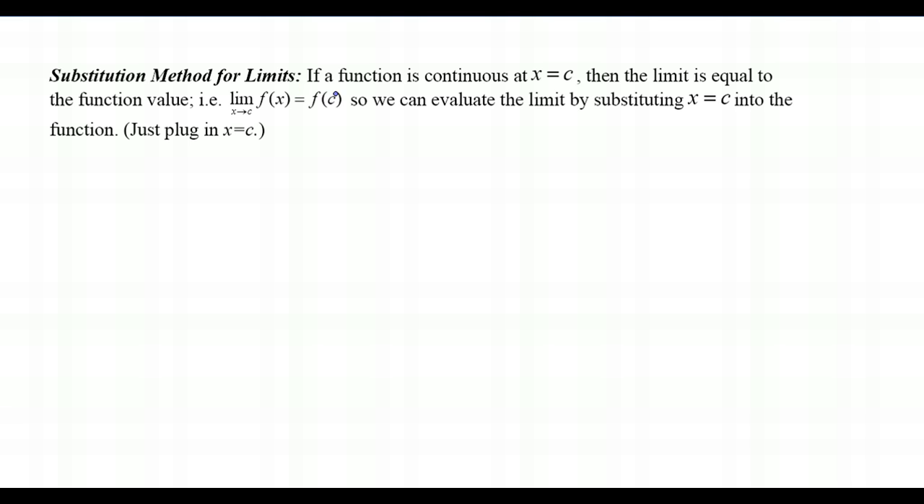So this says that if we have a function that's continuous at x equals c, then the limit is just equal to the function value. In other words, the limit as x approaches c of f of x equals f of c. So we can evaluate a limit by just substituting x equals c into the function, provided we have continuity at c.